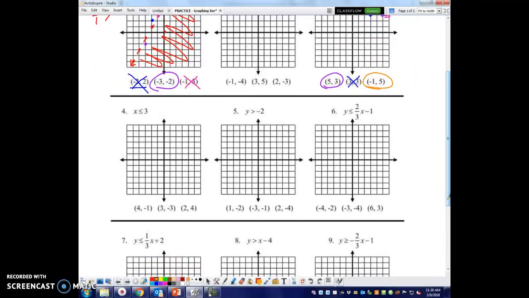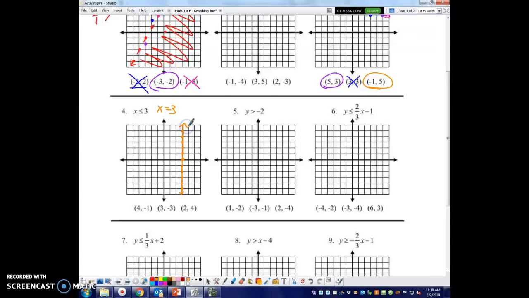Number 4 says x is less than or equal to 3. Remember, this is the same as x equals 3, okay? So you need to find 3 on the x line. 1, 2, 3, right here. So it's just going to go straight up through x. Is this going to be a solid or a dotted line? Solid, because it's filled in.